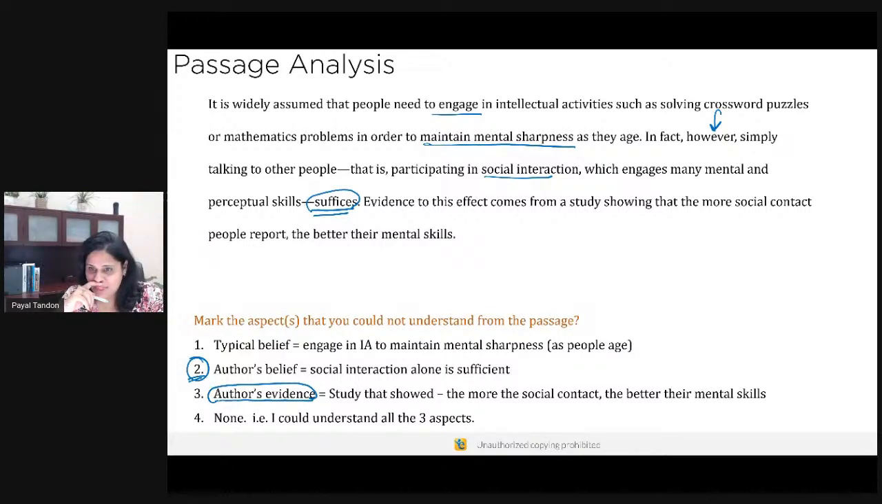Lorenzo says, I was clear due to single viewpoint and very chronological. Some 700 questions have various viewpoints and are much more confusing. And again, over here also, there are 2 viewpoints. One is the widely assumed viewpoint, the generally accepted one, which is what we are calling the typical belief, and the other is the author's belief. Okay, all right.